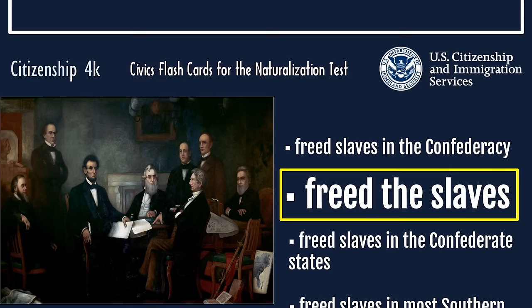What is the name of the Speaker of the House of Representatives now? Mike Johnson. What are two cabinet-level positions? Secretary of Education, Secretary of Labor.